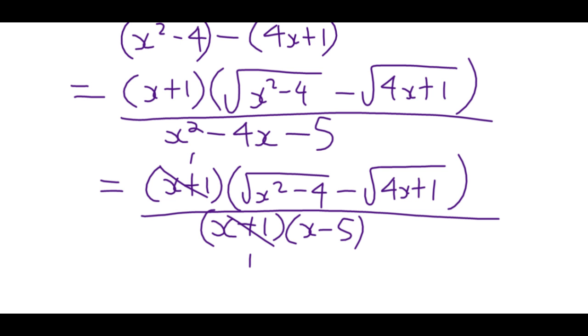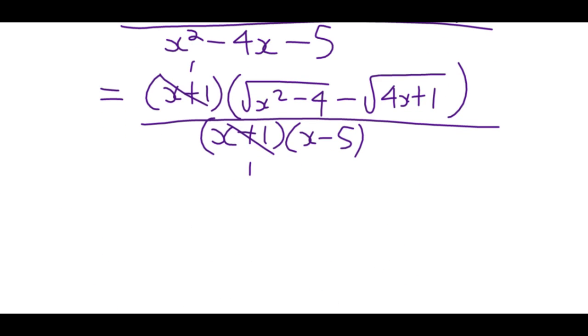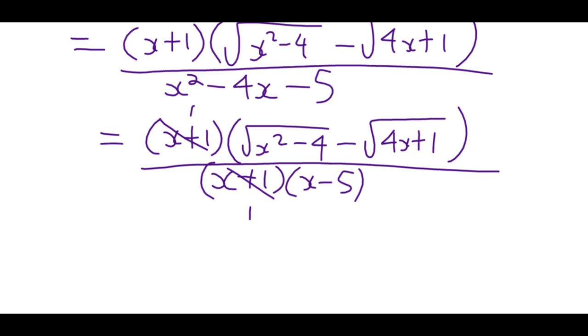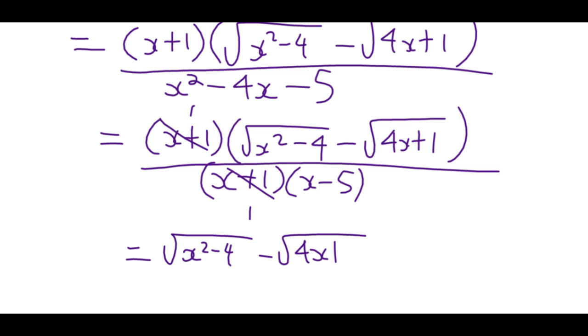And now we can write our final answer, which is the root of x squared minus 4 minus the root of 4x plus 1 over x minus 5. Keeping in mind all the associated non-permissible values, the numerator and denominator can't be 0.